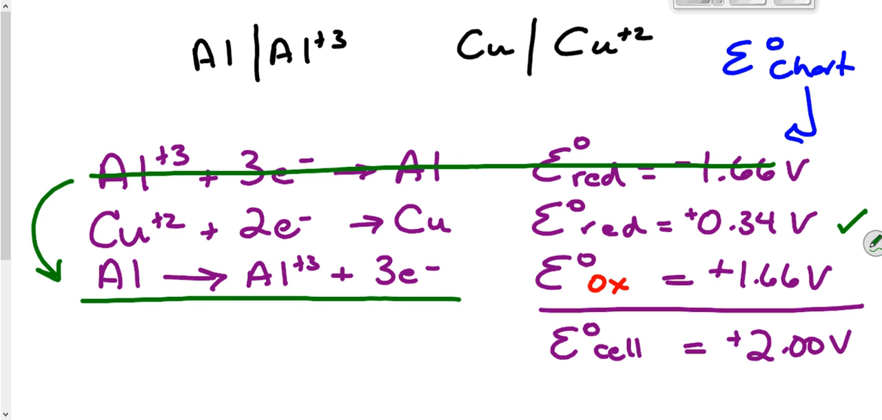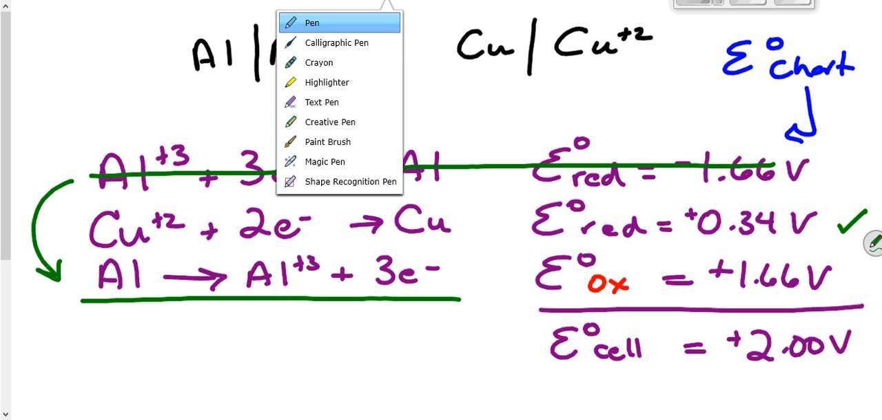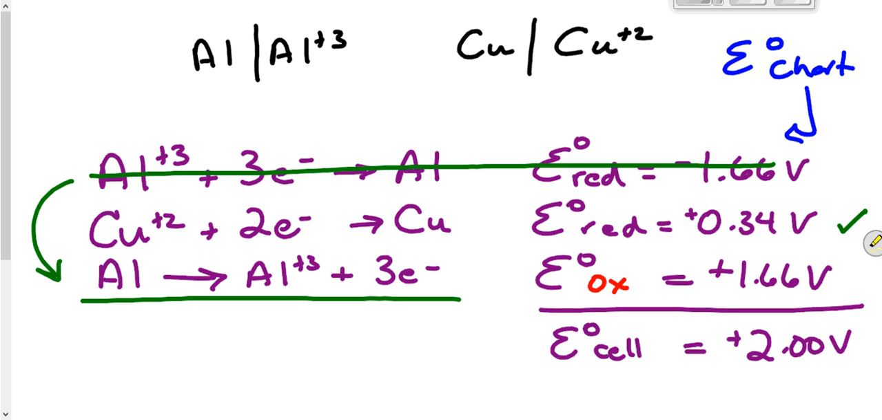Now, before I can add them together, I'm going to have to make sure that my electrons can cancel. And clearly right now they cannot. 2 electrons won't cancel 3. So I'm going to have to find a common factor, and I'm going to make it 6. So to make our copper reaction into 6 electrons, I multiply everybody by 3. And to make my aluminum reaction into 6 electrons, I multiply everybody by 2, all the way through.